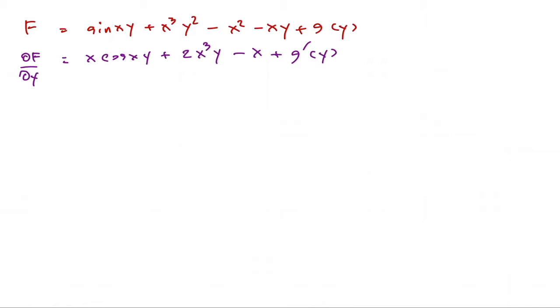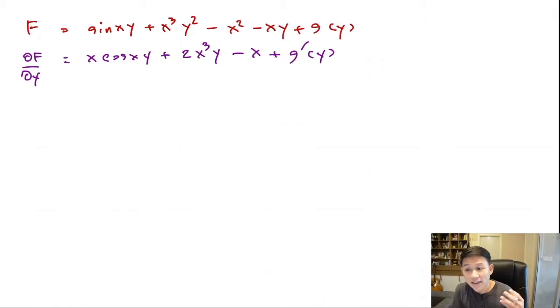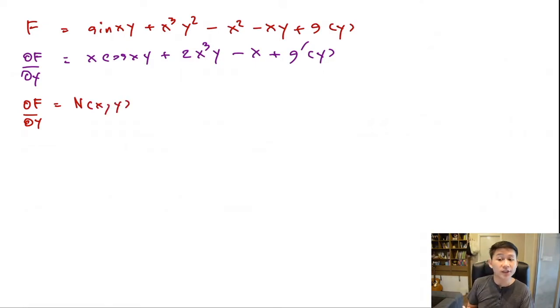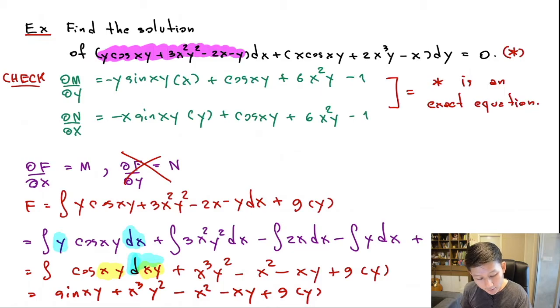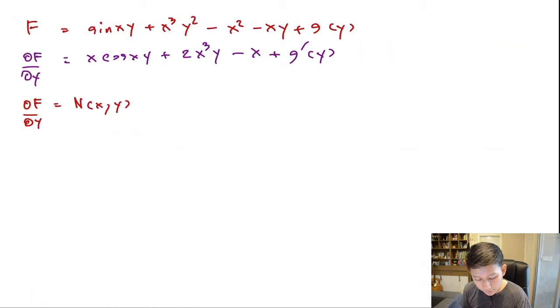Okay, and then because it's an exact equation, isn't it? So we know that df by dy also equals N of x, y. But what is N of x, y? It is this guy, isn't it? I'll just copy it and paste it here.